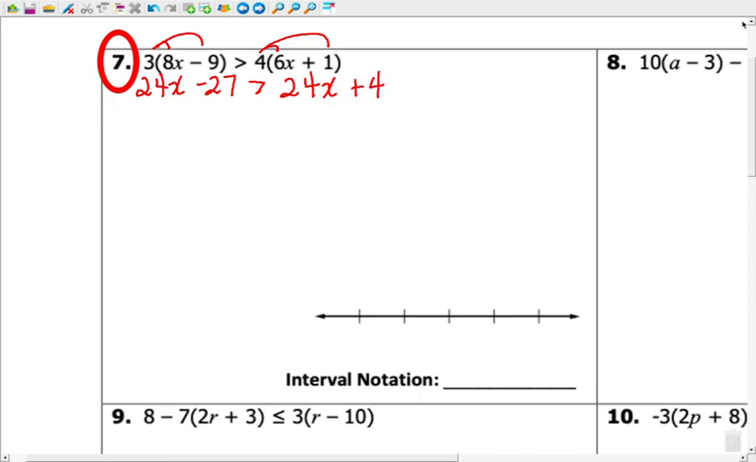To get my variables on the same side, I'm going to have to subtract my 24x. When I do so, both of my variables cancel out. If you recall, this is going to take me to a scenario where I have a special solution because I no longer have a variable. Bring down what's left over.